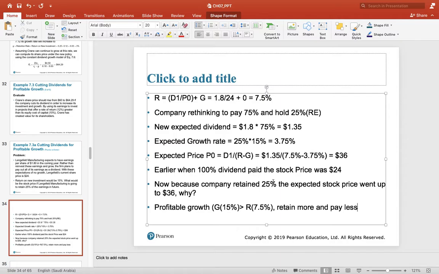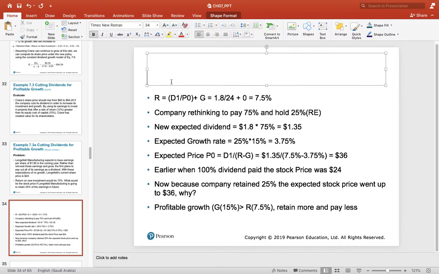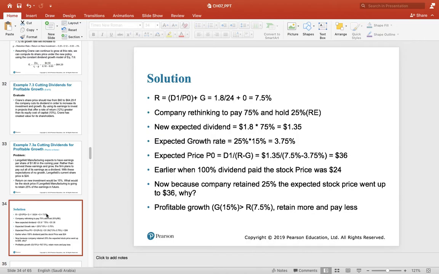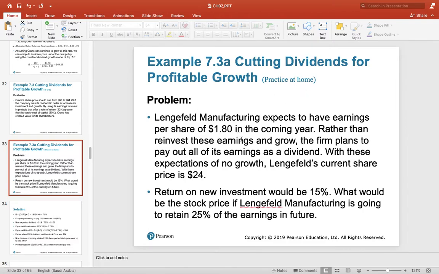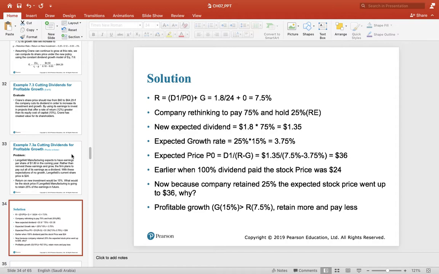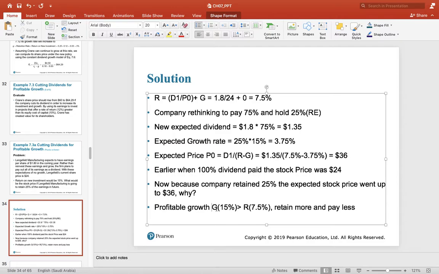But if it is unprofitable growth, the reverse will be correct. If it is unprofitable growth, you should pay more, retain less. Let us see how it works. So this is clear. This one was practice at home, so you can check it again at home, and if you have any further question, you can also ask me. This is the way we calculate the growth for a company and compare with the cost of capital. If the cost of capital becomes less than the growth, then we pay less, retain more, like here. With 25% retention, stock price increased by $12. Before it was $24, now it is $36.